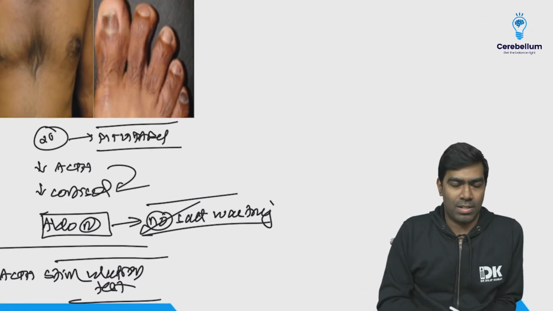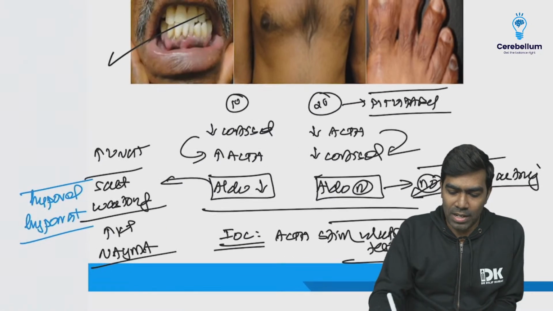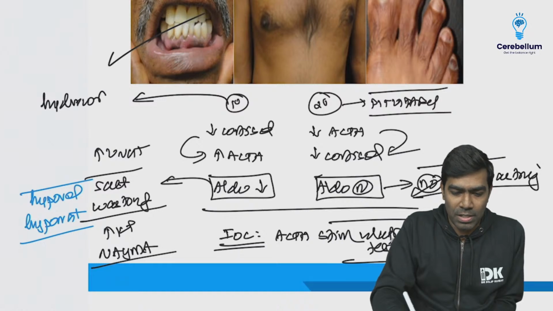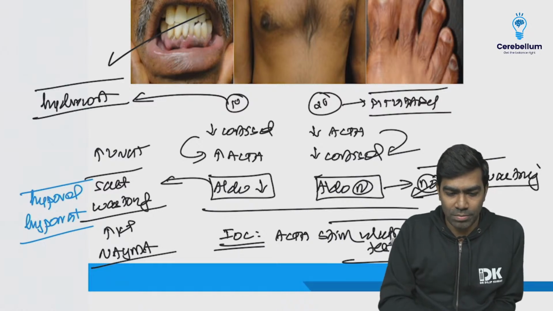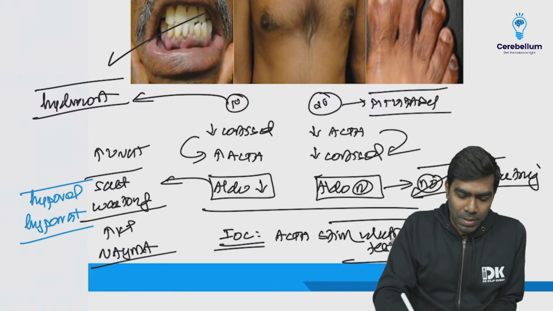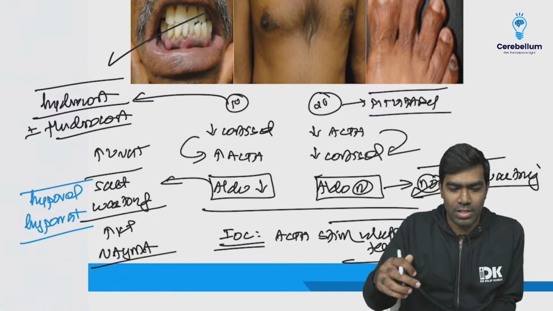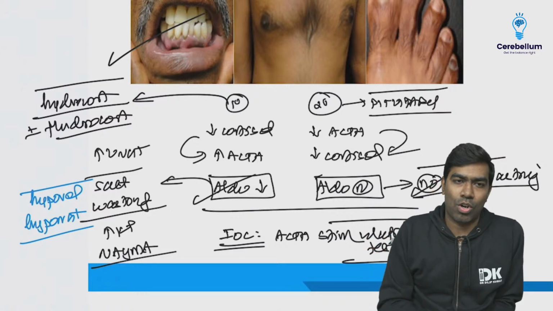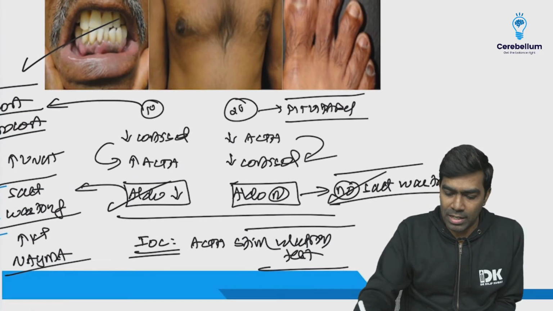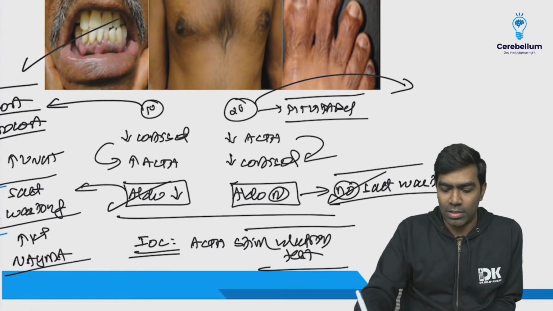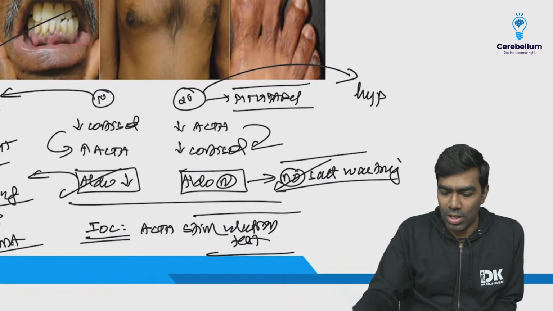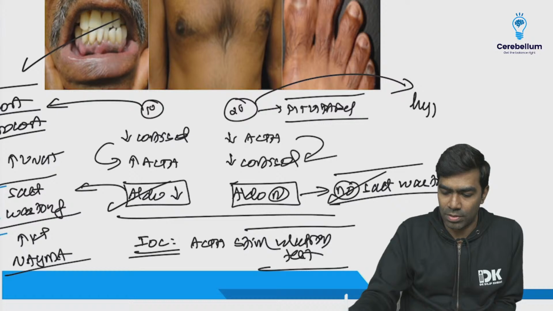So how will you treat? Remember, in primary adrenal insufficiency, you have to give hydrocortisone, which is a replacement for cortisol. Plus or minus, many times we will need fludrocortisone also, which is a mineralocorticoid. It's not just cortisol that is the problem, even aldosterone levels are low. That's why you need to give fludrocortisone. Whereas in secondary adrenal insufficiency, because the problem is only cortisol, not aldosterone, only hydrocortisone is enough.